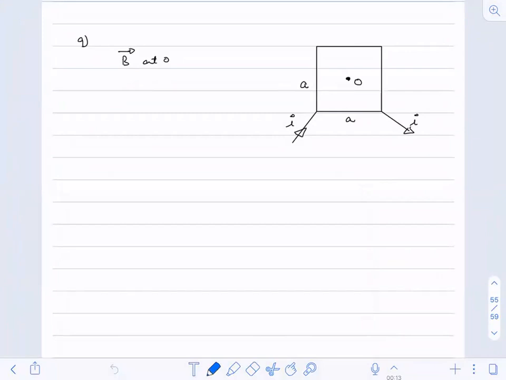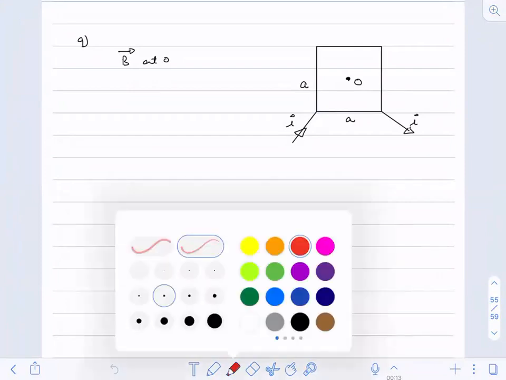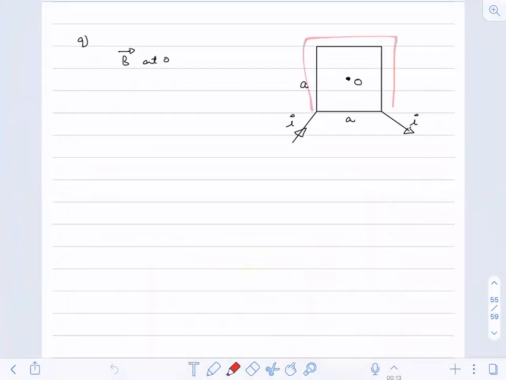Suppose this current enters from this end. Then what will happen to this current? At this junction, the current will divide. One way is that the current moves like this, and the second path for the current will be this. So these two are in parallel connection.